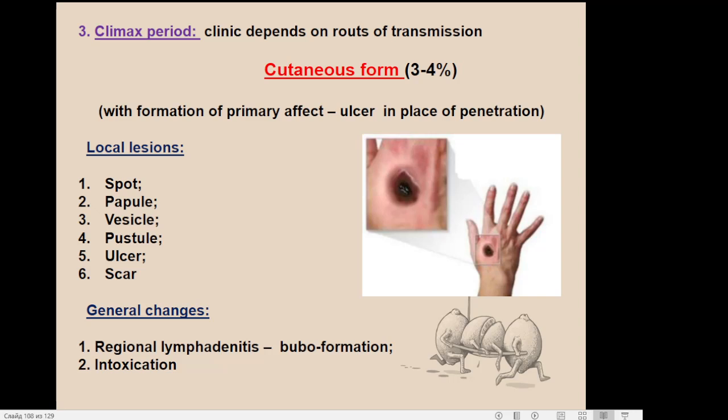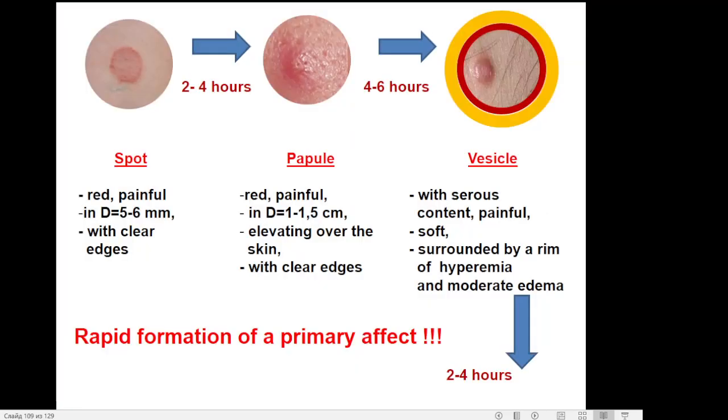Depending on the clinical form, the climax time will be different. Cutaneous form is a rare form of plague, with formation of a primary affect, in the end an ulcer and scar. In some hours, very fast, in the patient there will be spot, papule, vesicle, pustule, ulcer. Very fast, practically in one, maximally 2 days, there will be formation of an ulcer. Now, a photo of this ulcer on an extremity you may see on this slide. There will be regional lymphadenitis, severe intoxication.